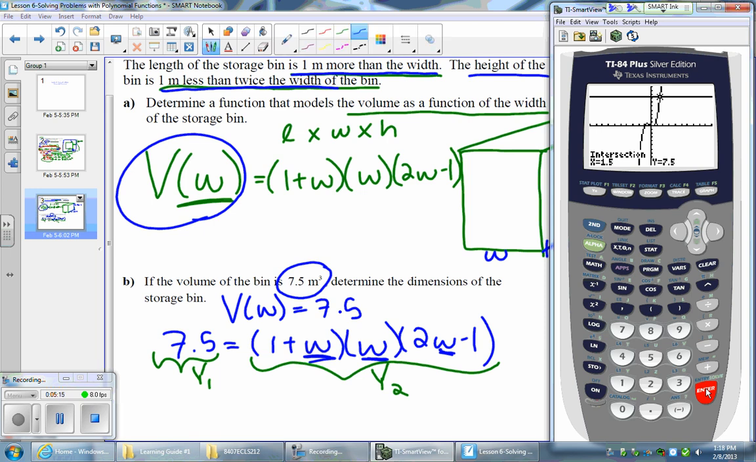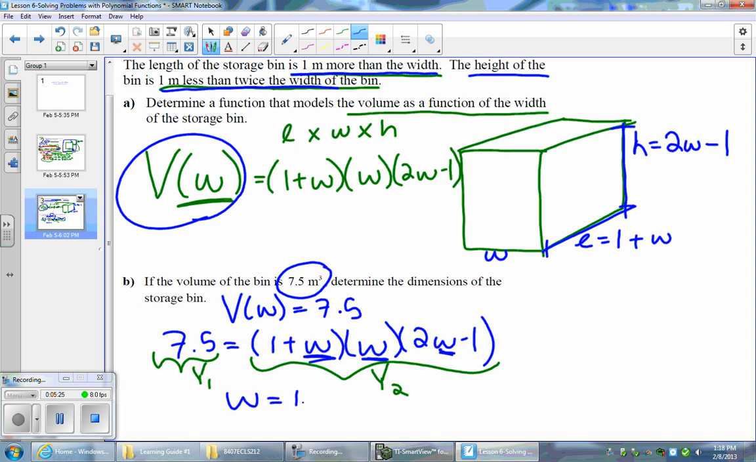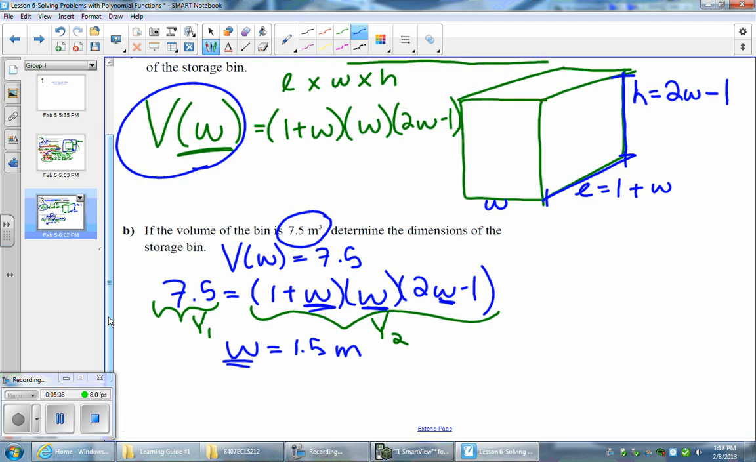The answer that we're looking for here corresponds to the x value. So x is equal to 1.5, hence w is equal to 1.5. Remember, w was my width, so we know that the width is equal to 1.5 meters. So we have our width, but we still need to find the length and the height. To find those two values, we go back to the expressions that represented length and height, which came from our diagram. Here's my length, and here's my height. We're going to use those two expressions to find out what length and height are.